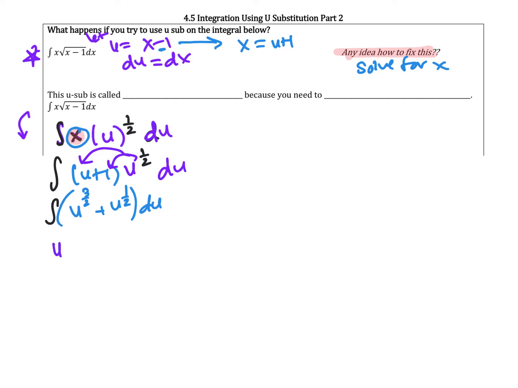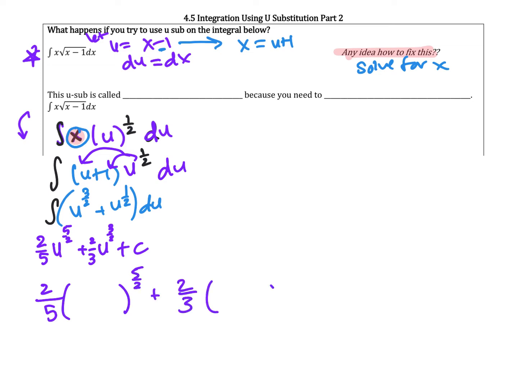So if I add 1 to 3 over 2, I get 5 over 2. So there's going to be a 2/5 in front. If I add 1 to 1/2, I get 3/2. So there's going to be a 2/3 in front, plus c. And then we want to make sure that, as always, we substitute back in what we know that u is. U is equal to x minus 1.